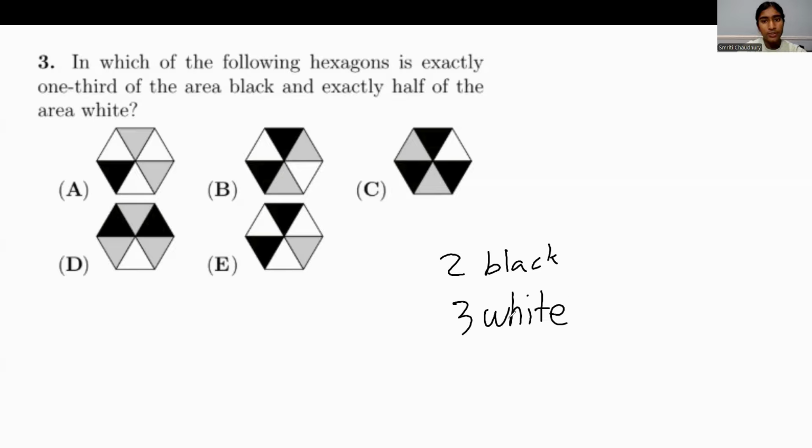So let's look at our options. A has only 1 black piece, so that's ruled out. B has 2 black pieces, but only 2 white pieces, so no to B. C has 3 black pieces, so that's gone. D has 2 black, but only 1 white, so no. That leaves us with E, which has 2 black and 3 white. So our answer is E.